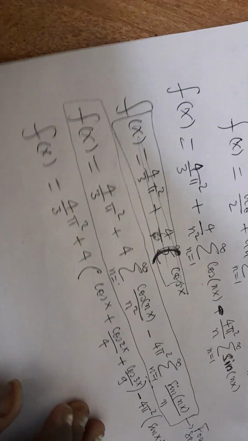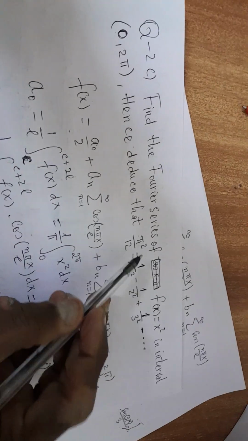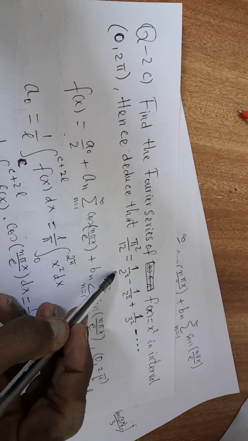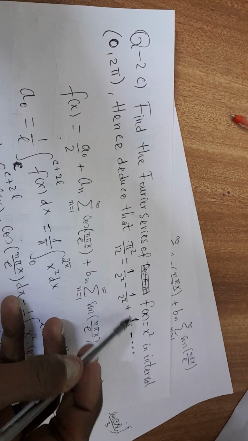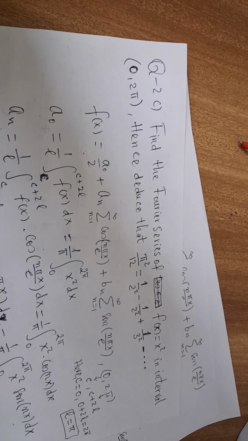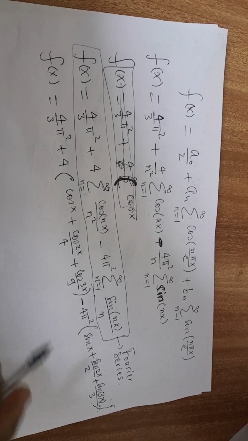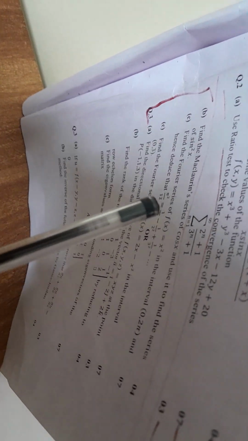Now, they ask us something like, let me see, the second part. They ask what is pi squared by 12. To find pi squared by 12, that is 1 upon 1 square minus 1 upon 2 square, and so on and so on. Is that true? Yes, it is. Now that we have written this, we have to deduce this one. Deduce that pi squared by 12 is equal to 1 minus 1 upon 2 square, and so on. This is what we are going to do.